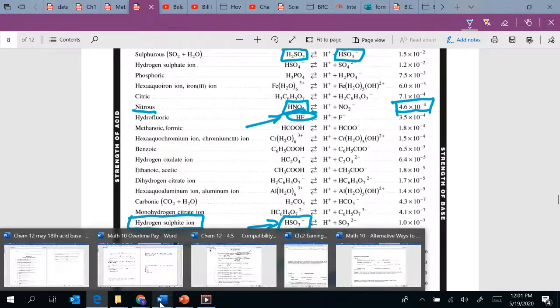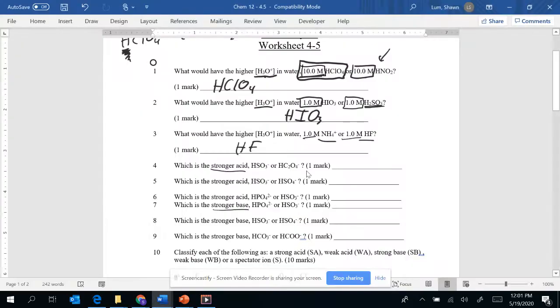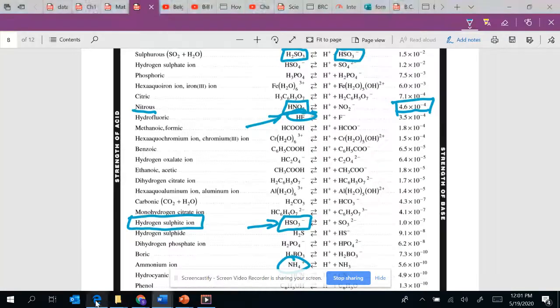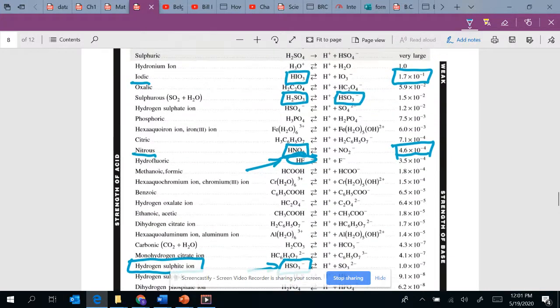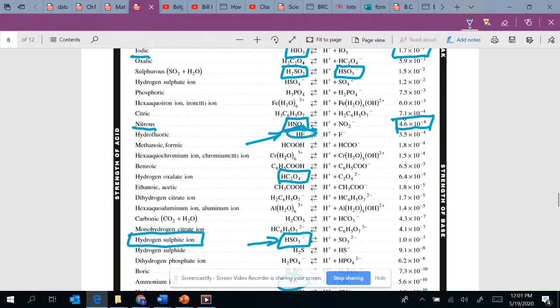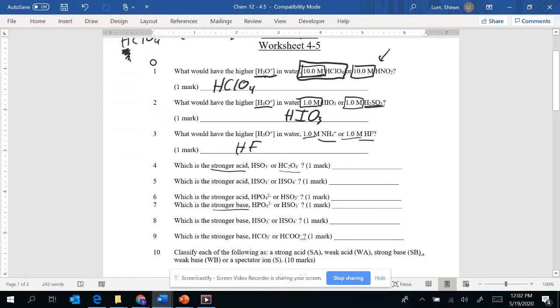And I can't remember our other one that we have to look up. HC2O4 minus. Here it is, right there. So we have to compare this one and this one. Well, this one's higher up, so this is the stronger acid. So hydrogen oxalate ion, this one.